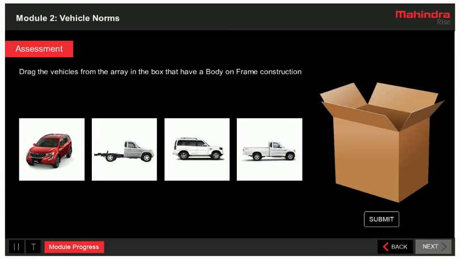Select the vehicles from the array that have a body-on-frame construction.